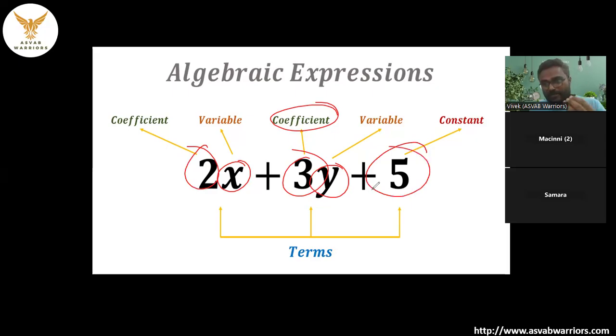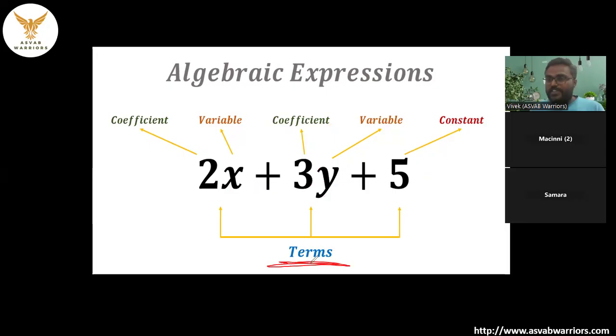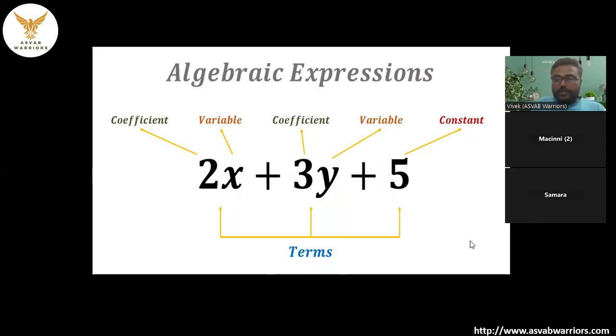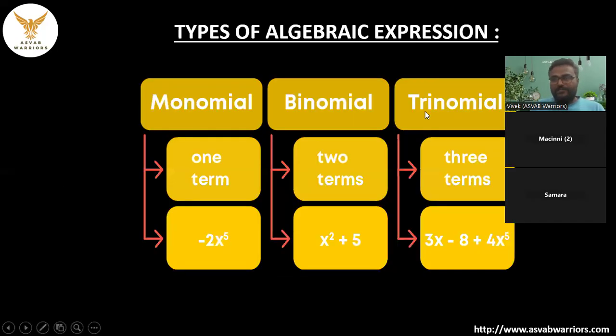Now, a constant term is only a number. There is nothing given with it, no variable is given with it. And terms are basically groups separated by a plus or a minus. There can be multiplication and division within a term, and there will be just a positive sign or a negative sign dividing the terms. Let me try to explain the terms part more clearly.